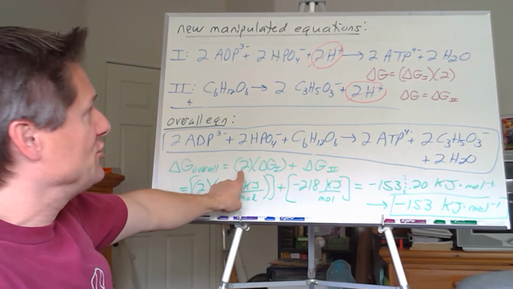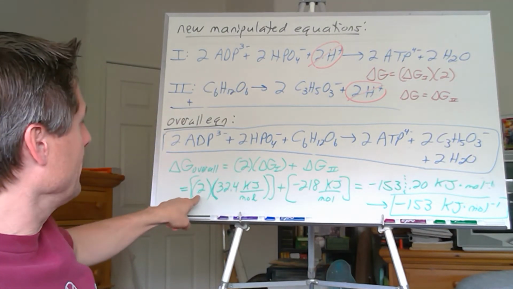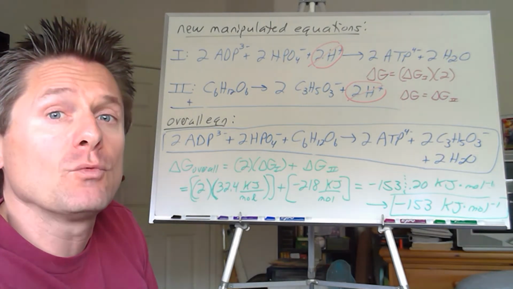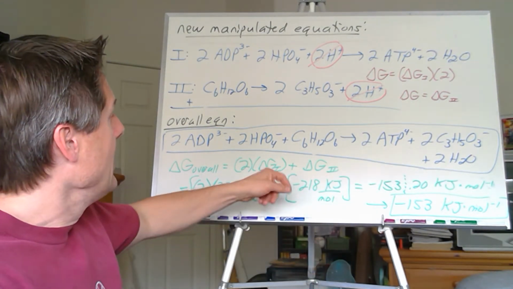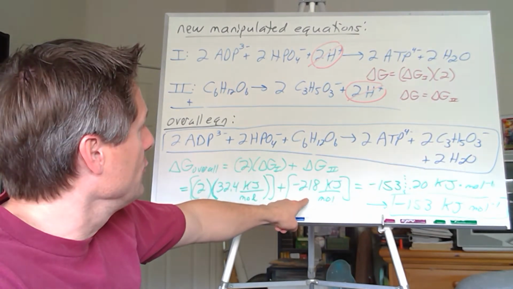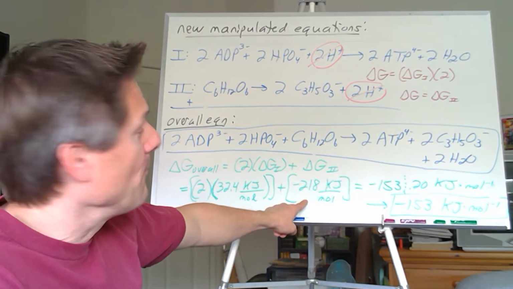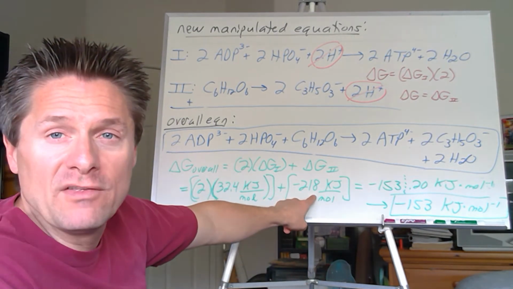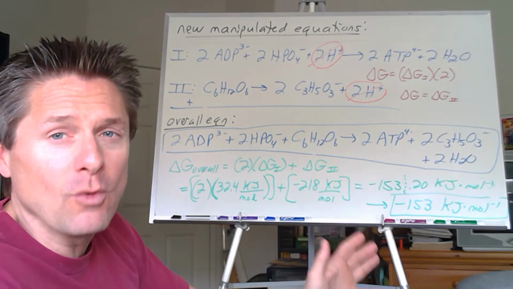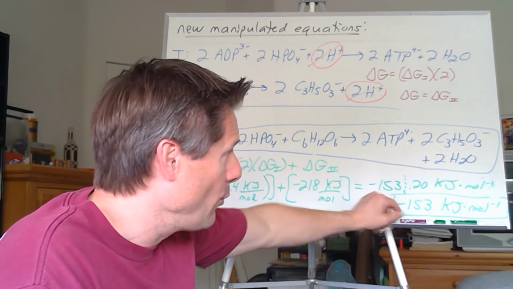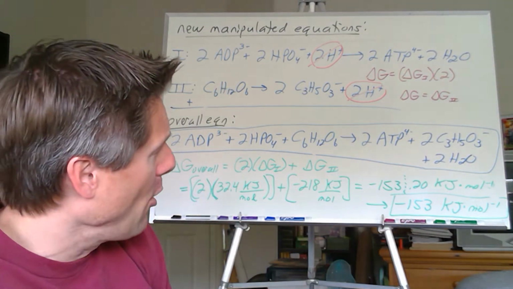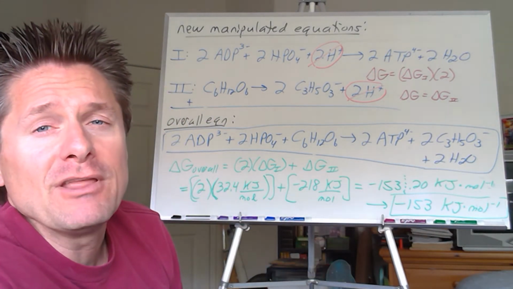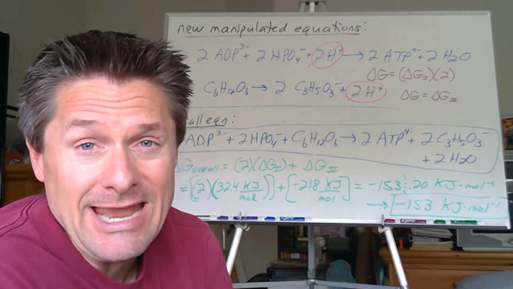So the overall delta G will just be the sum of this one plus that one. Well, this one is 2 times the original delta G. So I'm going to take 2 times the 32.4 kilojoules per mole that was provided for the original equation 1 before we multiplied it by 2. And then I'm going to add the original delta G2, which was negative 218 kilojoules per mole. Essentially, it's an addition problem. This is good to the ones place. This is good to the tens place. So we're only good to the ones place on this one. So I get negative 153.20 kilojoules per mole, closer to 153 to 154. So it rounds down to negative 153 kilojoules per mole, which is spontaneous.